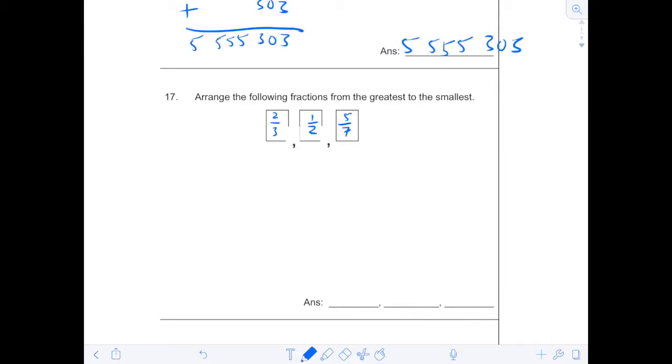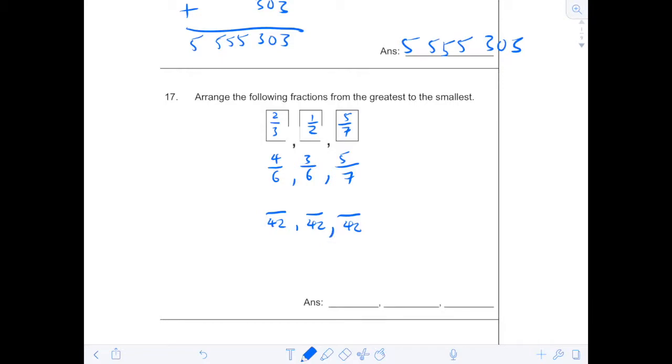Next one, arrange the following fractions from greatest to smallest. Now, with three numbers, if you want to find the common denominator, you just have to find a common denominator of two of them first. So for the 3 and 2, the common denominator will be 6. So this one will become 4/6, this one will become 3/6. Then now you have to make the 7 and 6 the same denominator. If you multiply 6 and 7 together, you get 42.